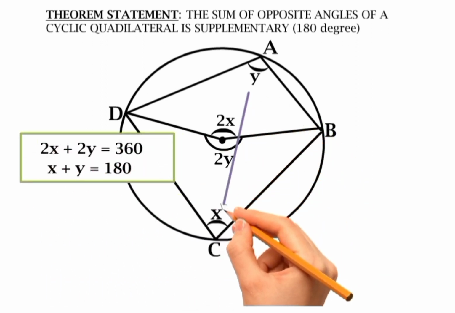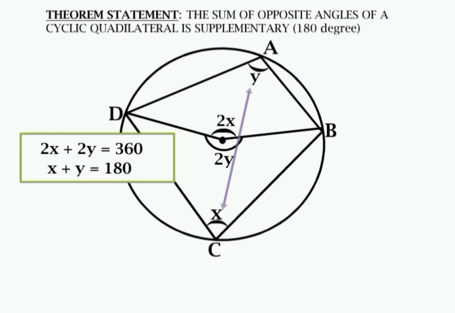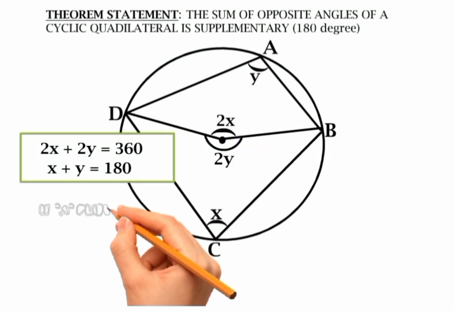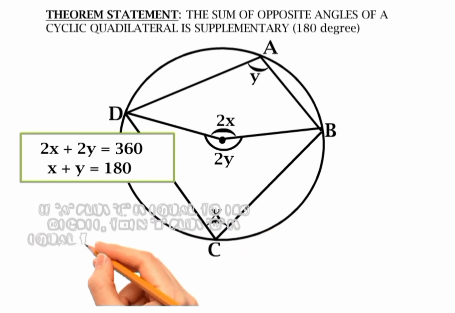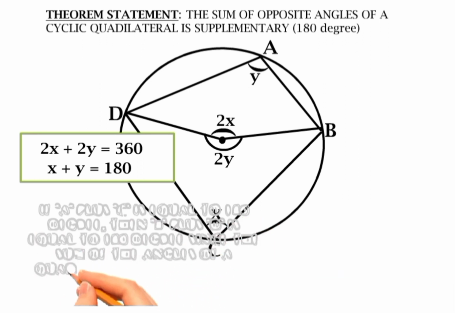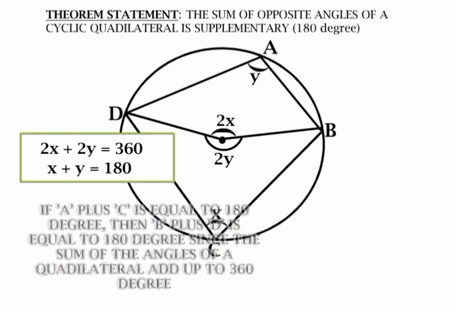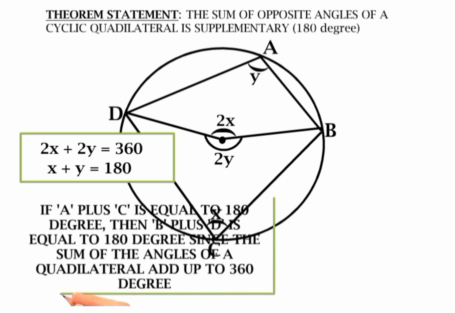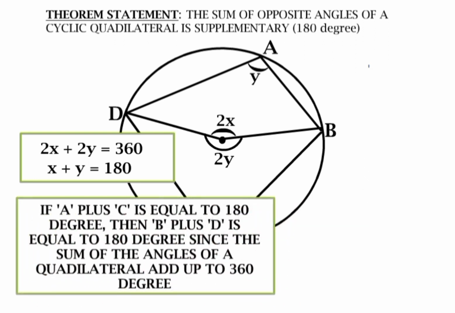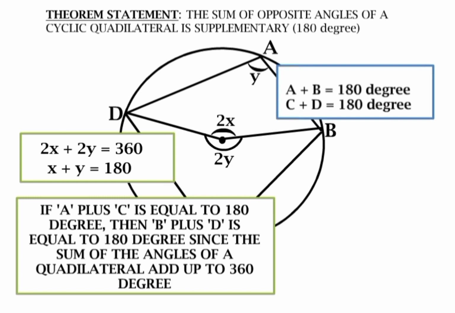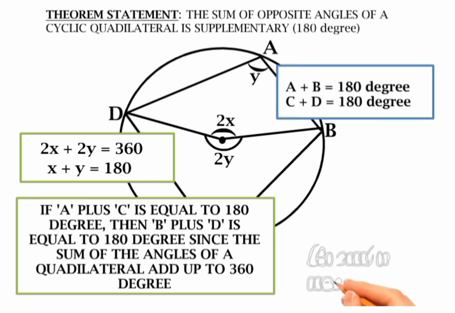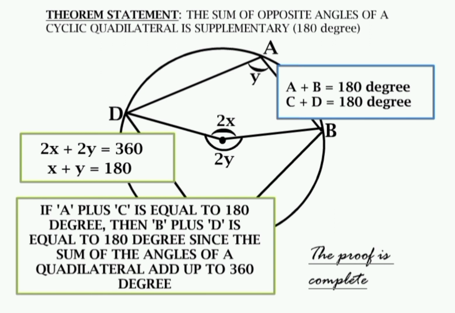Now we see that opposite angles B and C sum up to 180 degrees. Since the sum of the angles in a quadrilateral is equal to 360 degrees, we realize that the other two angles also sum up to 180 degrees. So by convention, 180 degrees plus 180 degrees is equal to 360 degrees. Thus, the opposite angles sum up to 180 degrees in a cyclic quadrilateral. And the proof is complete.